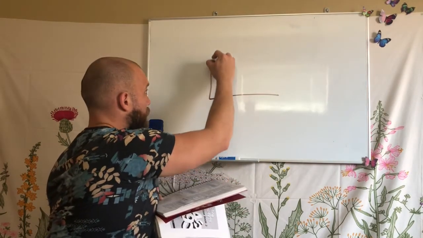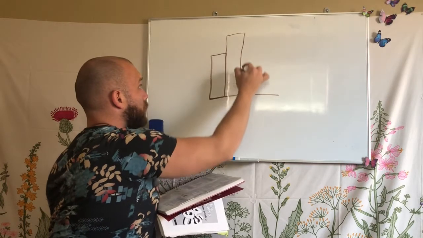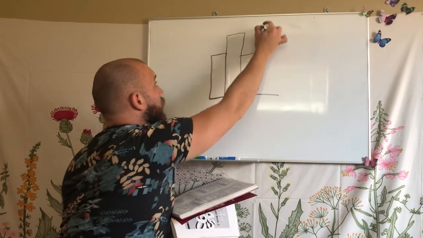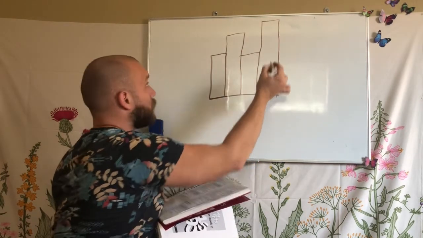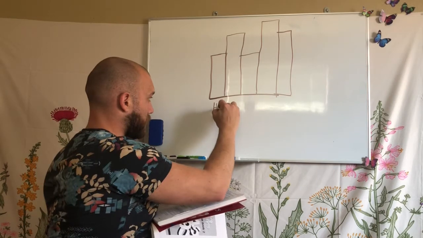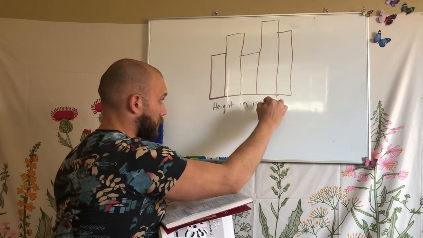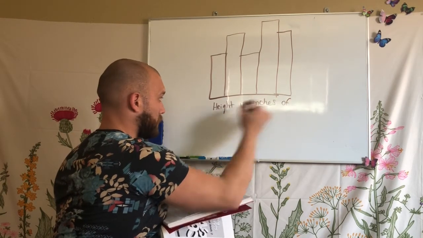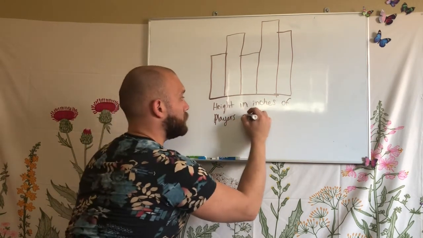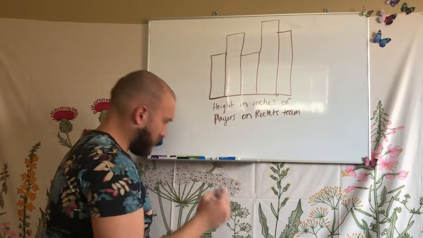So we have different people, and lower, highest, and just below that line. All right, so this is height in inches of players on the Rockets team. So we have a couple players.